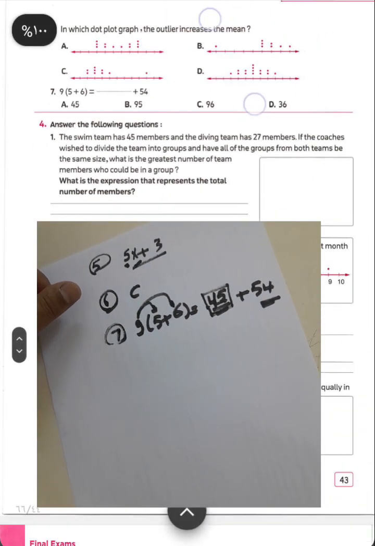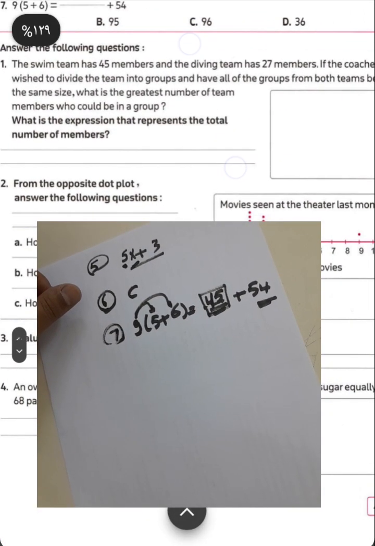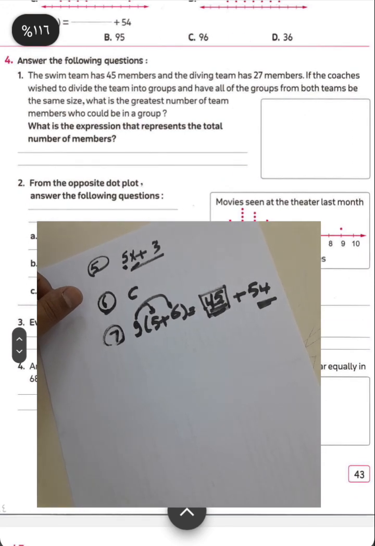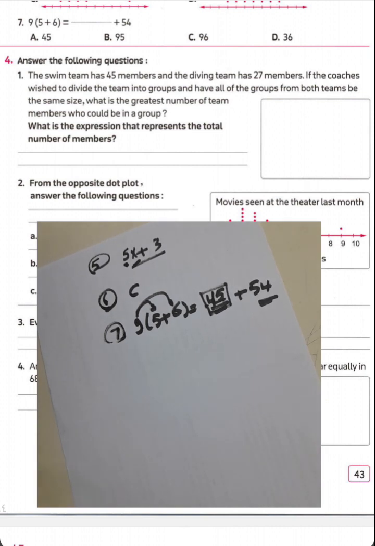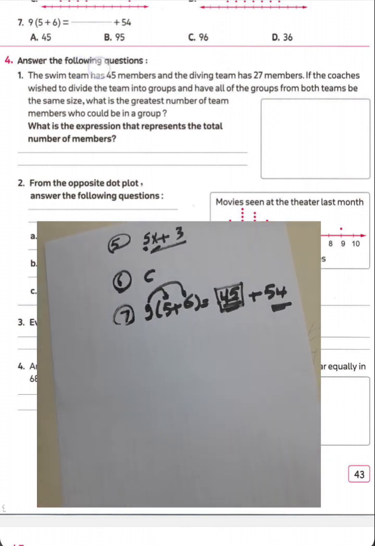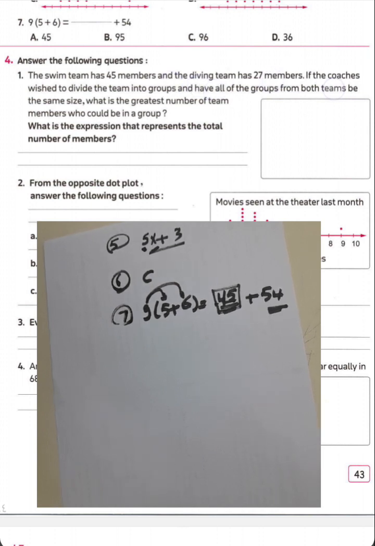Question 4. Answer the following. Look with me at question 4. The swim team has 45 members and the diving team has 27 members. If the coaches wished to divide the teams into groups and have all the groups be the same size, what is the greatest number of team members that could be in each group?